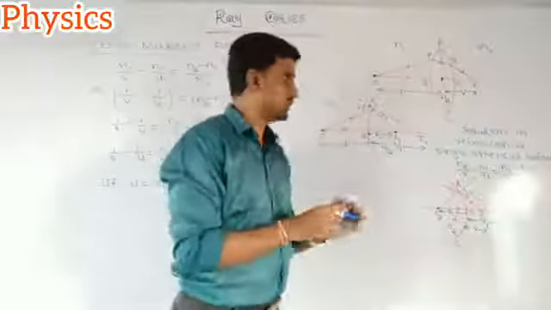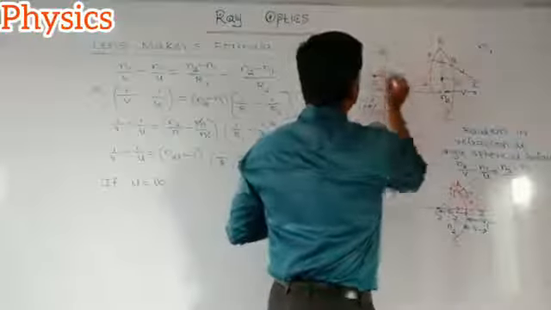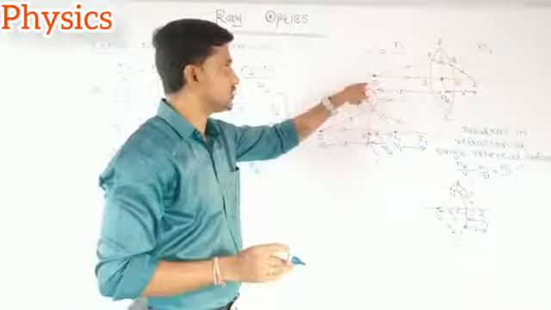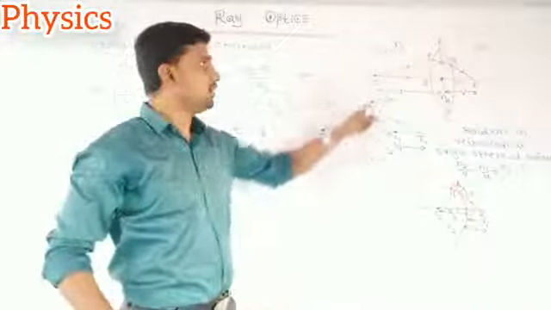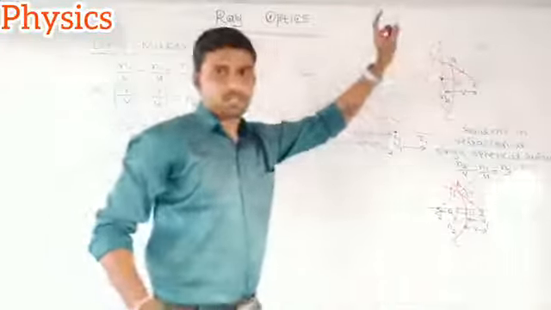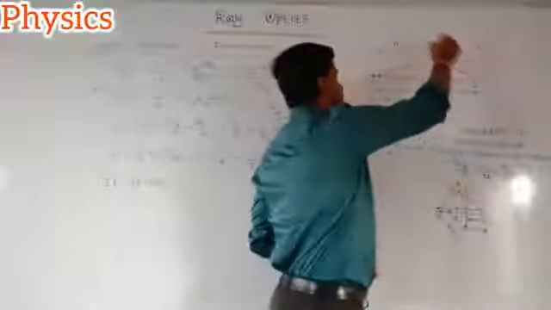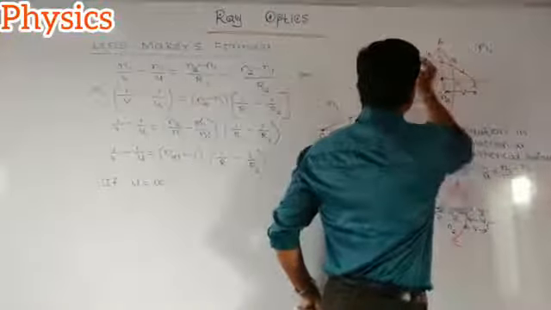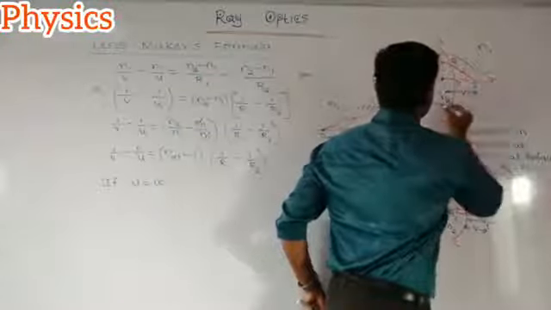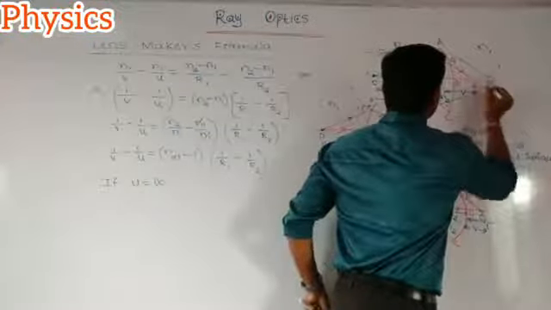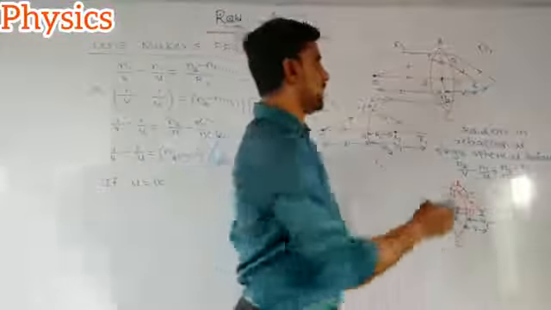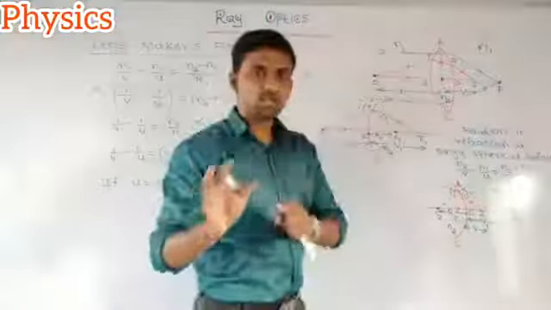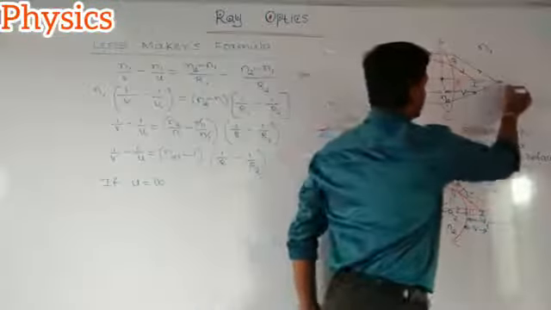Understood? If you place an object at infinite distance, all the rays coming from the object are paraxial rays. They will come like this. They are all parallel rays. When they hit the refracting surface, they will undergo refraction, and after refraction they will meet at some point. All the incident rays of light will meet at some point, and that point we call the focus. And at the focus only we will get the image.